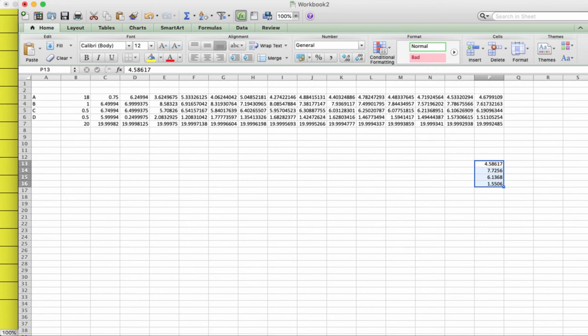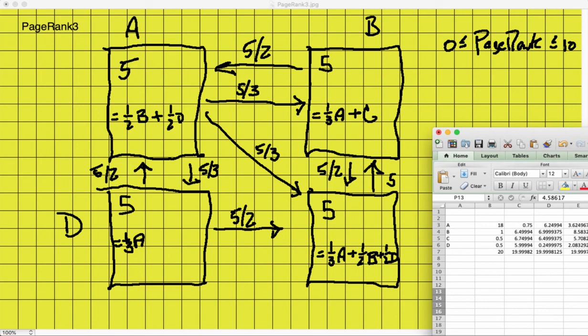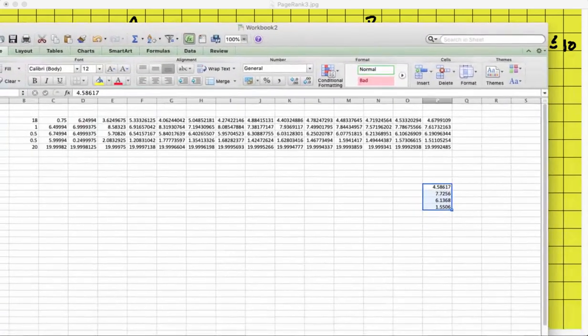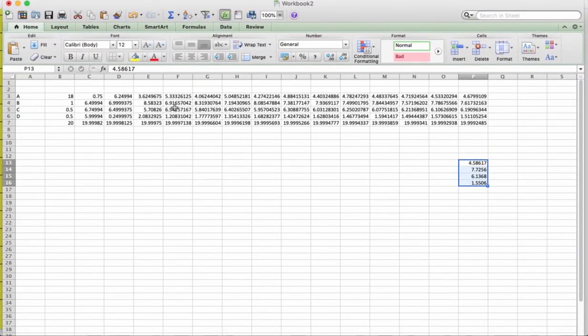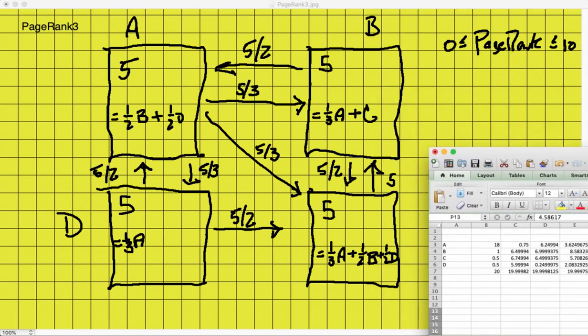Now, I hope you're understanding what's going on here: I've got a recurrence relation. So I have to keep cycling around here before I'm going to get convergence. But I, in fact, do get convergence. And you'll notice over here, these would become the updated page ranks.